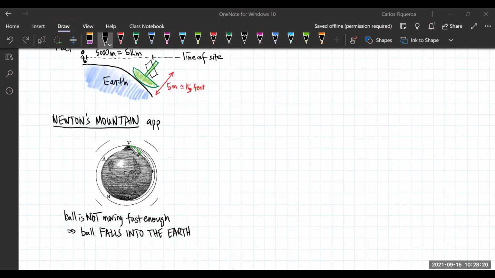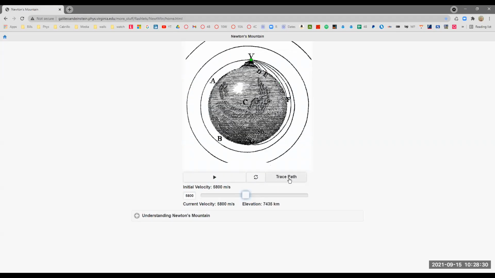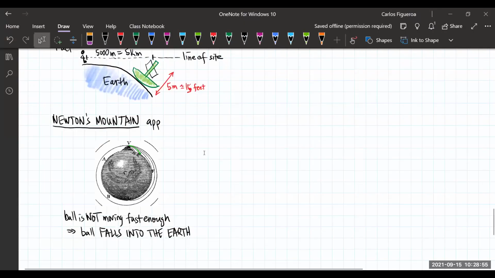Now what I want to do is continue with that applet. When you look at the applet, I'm going to now go even faster. And there's a point, let's see if it's 7,000 meters, that if I shoot it just right, look what happens. It goes all the way around. So in this situation, what you're seeing is this.